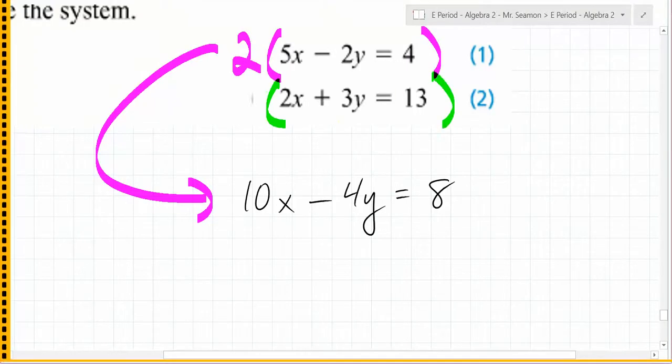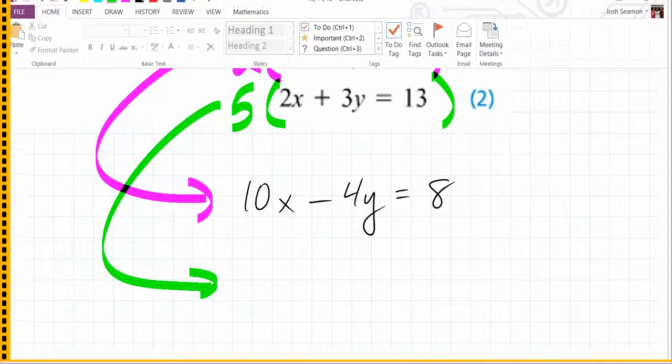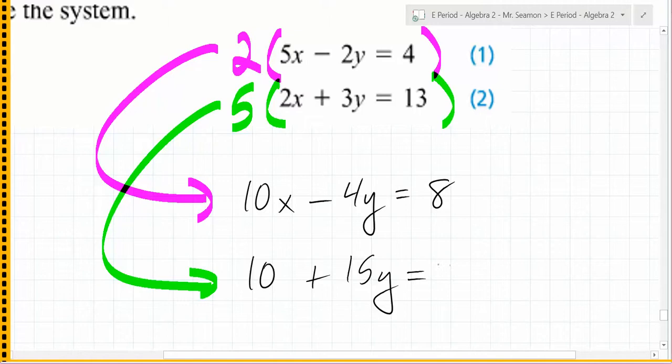If I wanted to, Summer, could I multiply the bottom one by 5? Yeah, I could. Now, Summer, can you tell me what I get? 10x plus 15y equals 65.